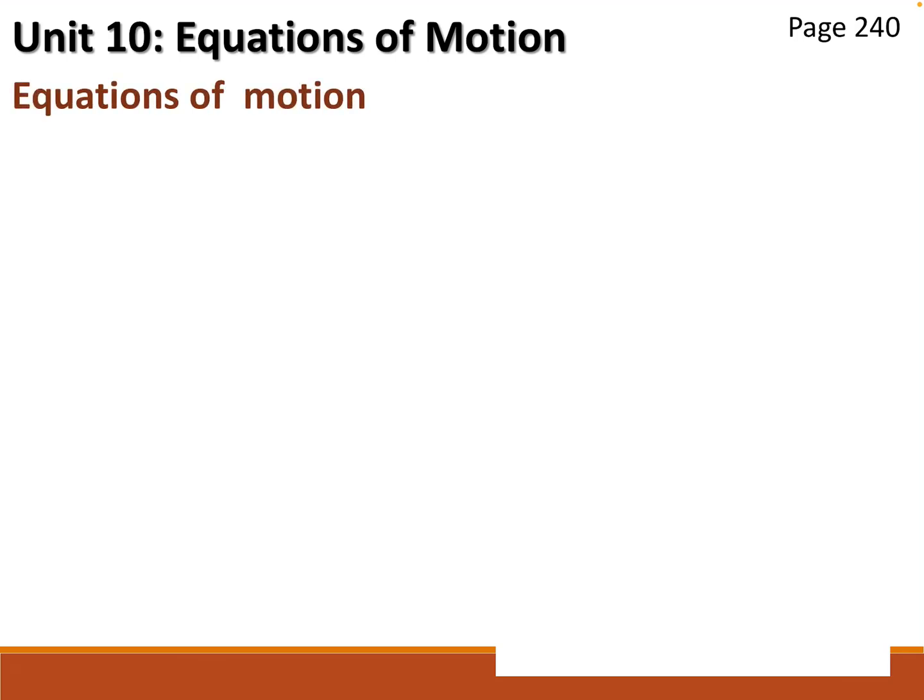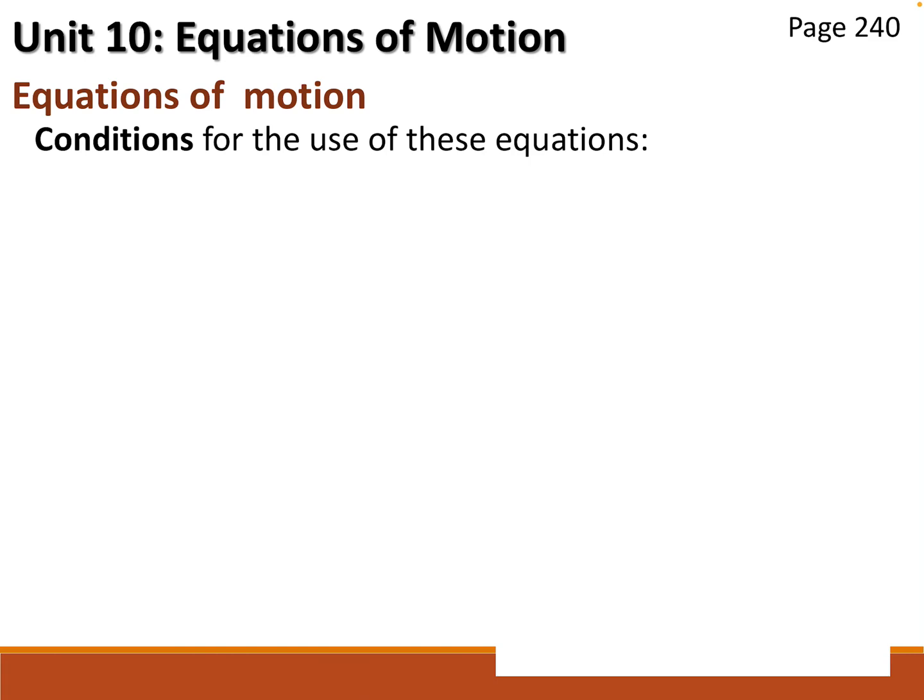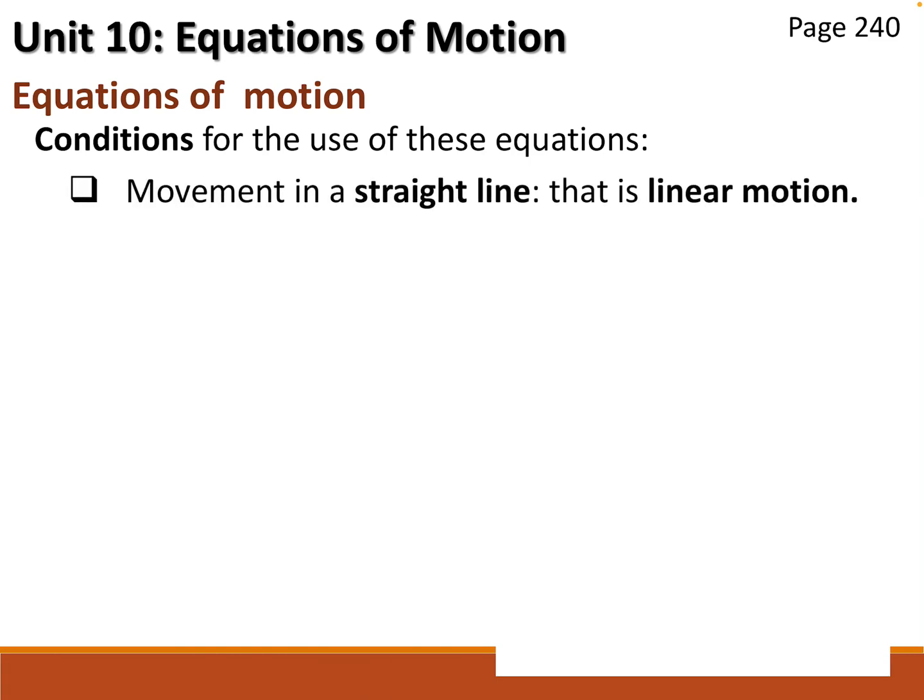So that brings us to equations of motion, and there's a couple of things we need to keep in the back of our minds right off the bat. First of all, when are we allowed to use these equations of motion? The first thing is that it must be linear motion, so it's straight line motion, and it requires that the acceleration remains constant. So we're not going to change the acceleration. It can't be changing acceleration.